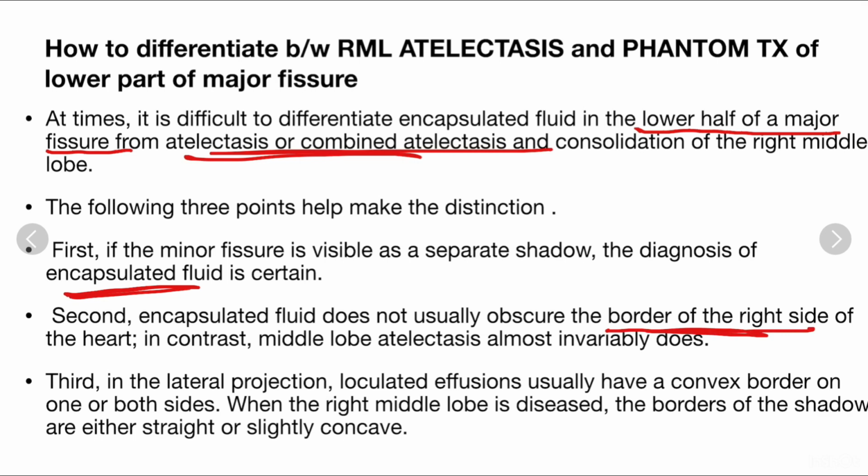In contrast, middle lobe atelectasis almost invariably does. Means right middle lobe collapse always obliterates the right border of the heart, but phantom tumor never does this.